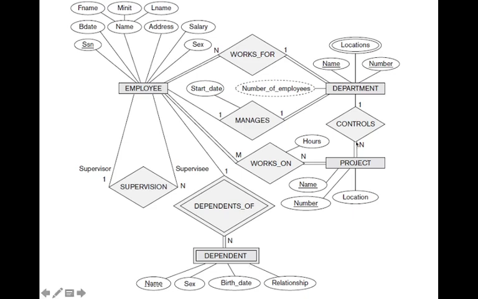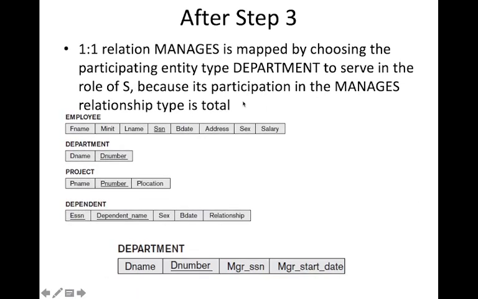And if you see this table, there is another one. Start date is there in this manages relationship. So in this relationship, there is another attribute, start date. That start date should also be included here. That is why I have included the manager start date as an attribute here. So now this department relation will be changed to this one. The rest of the things are the same: employee, project, dependent are the same, but department has changed like this. So this is the foreign key approach.